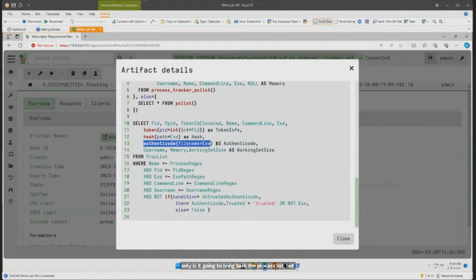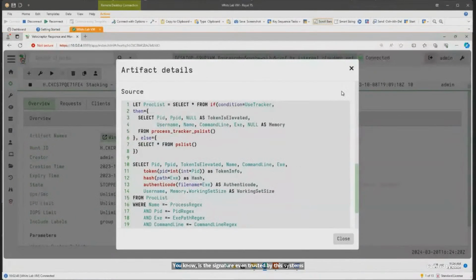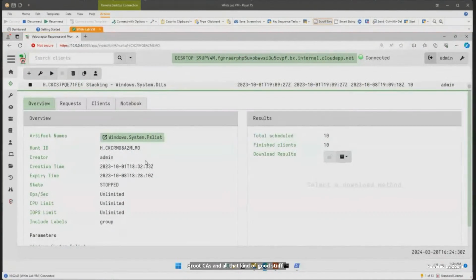the authenticode status of those executables, which threat hunters already know where we're going with that, right? That enrichment enables me to very quickly make heads or tails of which of these processes is less likely to be malware versus the one that might be more worthy of scrutiny, right? By checking if it's digitally signed. Is it signed by a trusted publisher? Is the signature even trusted by this system's root CAs and all that kind of good stuff? But that's generally what this artifact's doing. So it's about as simple as it gets, right? Just basically show me a process list.